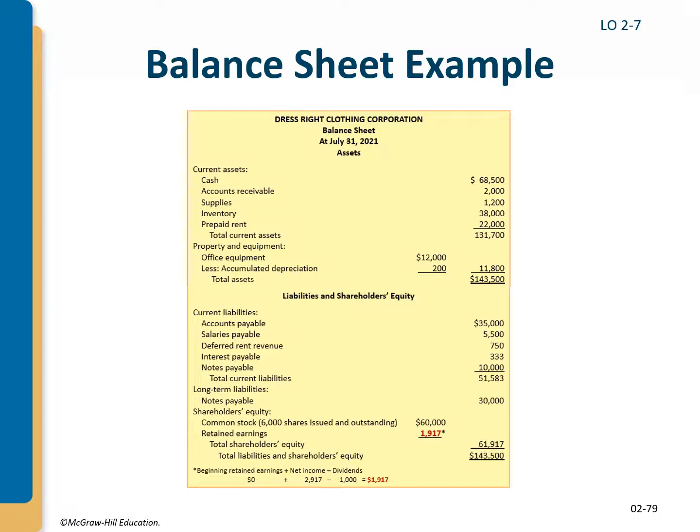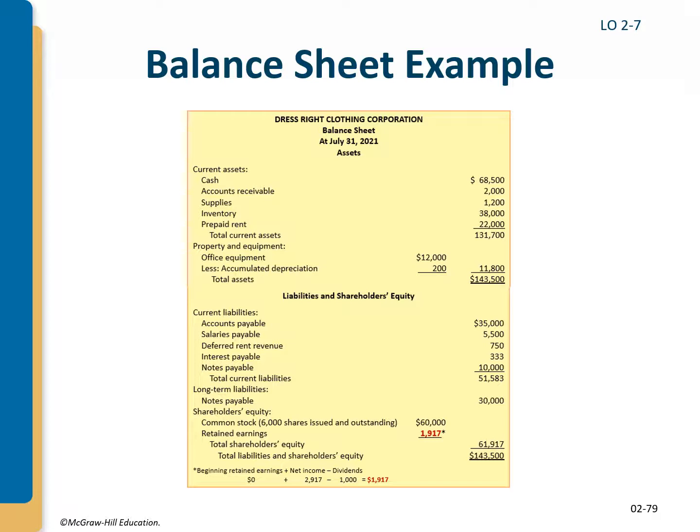The final section is shareholders' equity. The first thing you will report is paid-in capital. And this company's only paid-in capital was common stock. Remember, they sold 6,000 shares and received $60,000. And that's the balance of common stock. Retained earnings, the balance is $1,917. How do we get that?